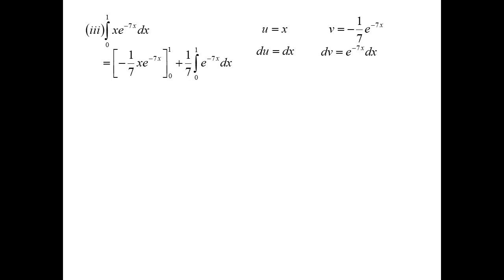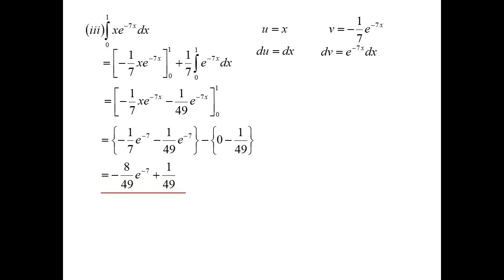Now you have a choice. You could do your substitution for the first bit now if you wanted to, or you might want to leave it to the end because they're going to have the same limits anyway, so up to you how you want to do it. I've left it to the very end. The second one becomes minus 1 on 49 e to the minus 7x. Now let's substitute in the 1, substitute in the 0.